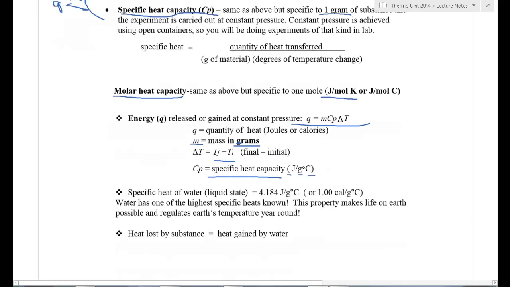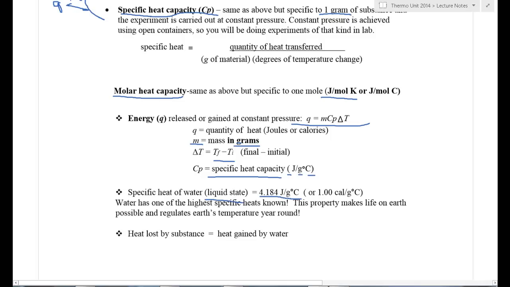Now, one value you do need to know is the specific heat of water in the liquid state is 4.184 joules per gram degrees C. And I don't think that value is on the equation sheet. No, it is not. But you need to know that. And once you've done as many problems as we have in this unit, you'll know that by heart.